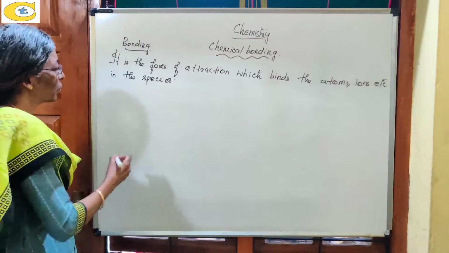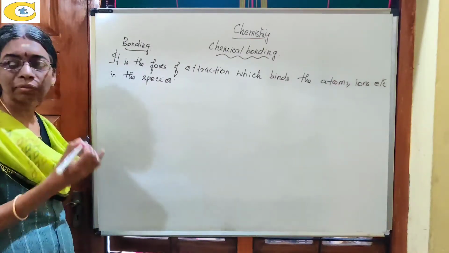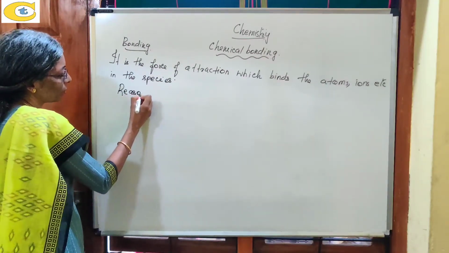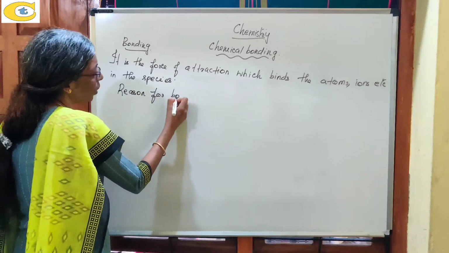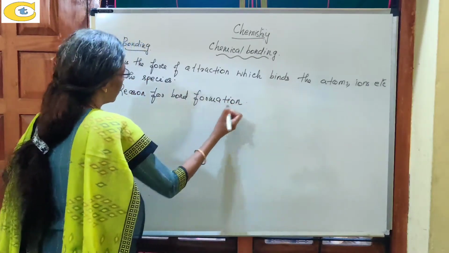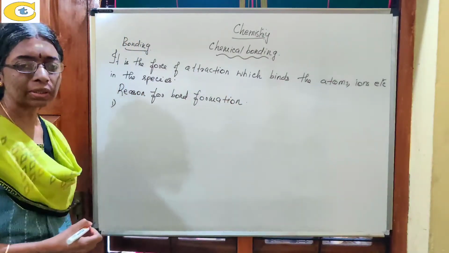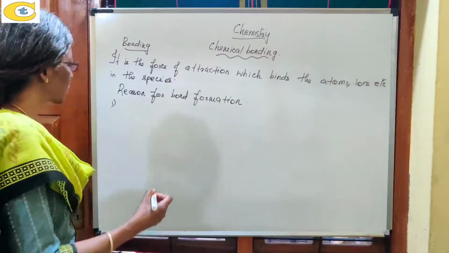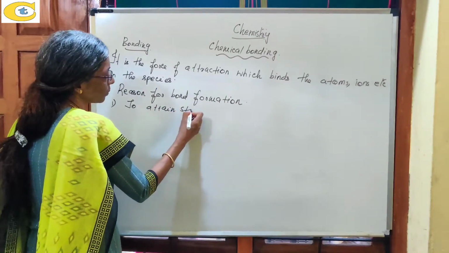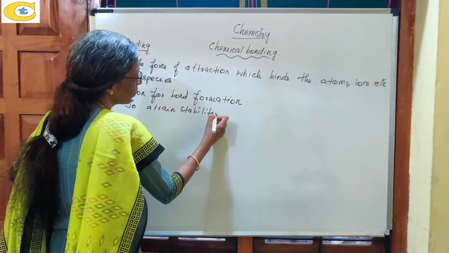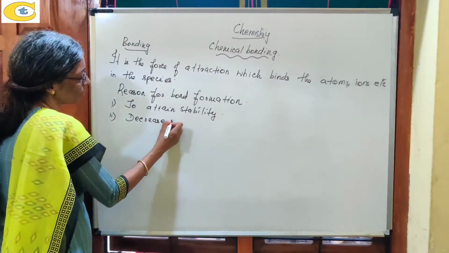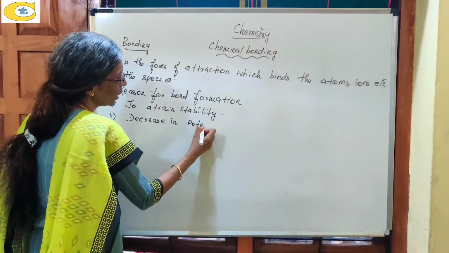Now, what is the reason for the formation of a bond? Reason for bond formation. First point is to complete its octet, or you can say, to attain stability. Second one is decrease in potential energy.